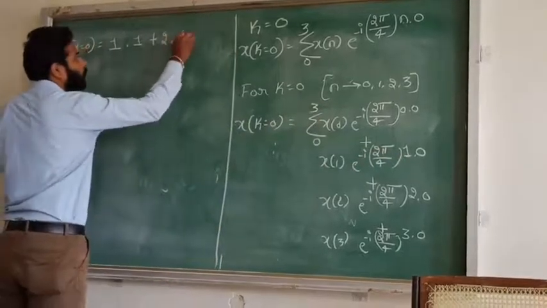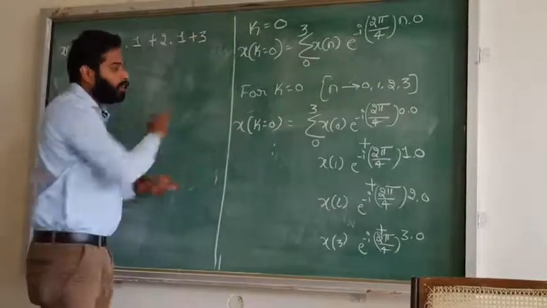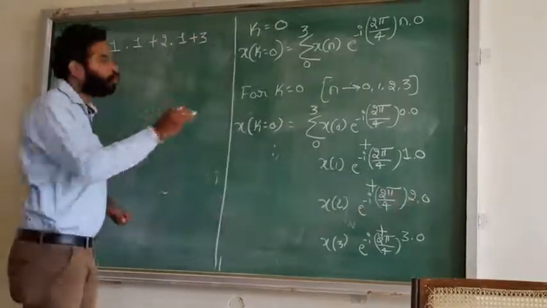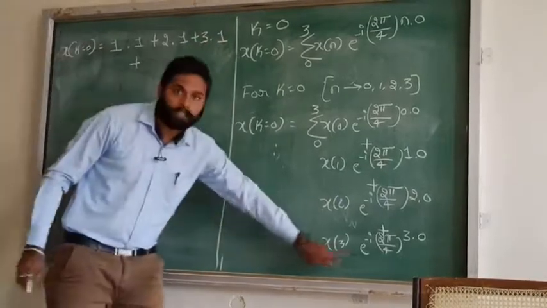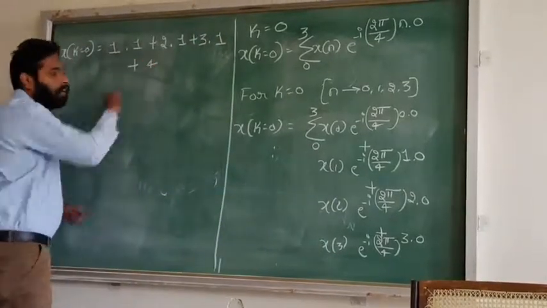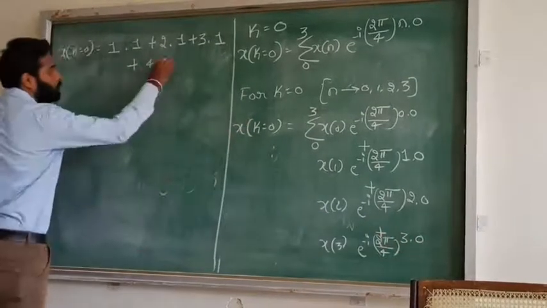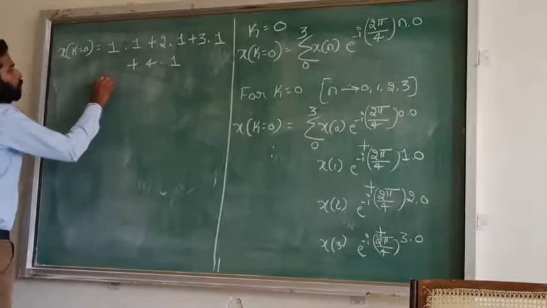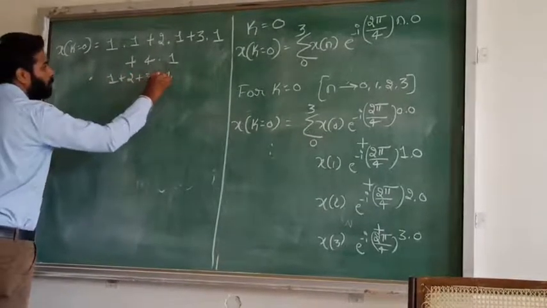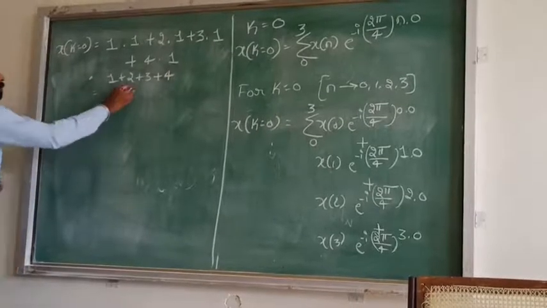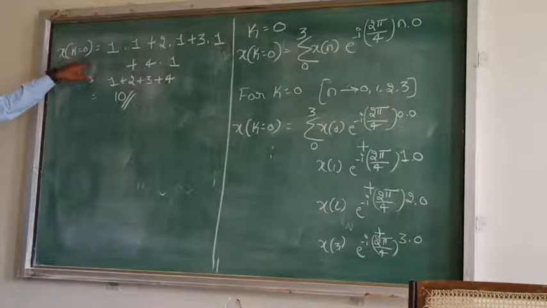2 into 1, plus again x of 2 is 3. 3 into e raised to again 2 into 0 is 0. E raised to 0 is 1. 3 into 1, plus x of 3 is 4. Again e raised to 3 into 0 is 0. E raised to 0 is 1. So 4 into 1. So that's equal to 1 plus 2 plus 3 plus 4. That's equal to 10. This is x of k at 0.